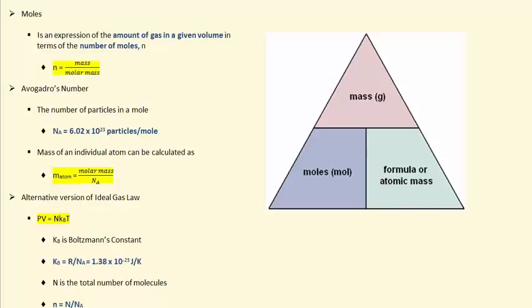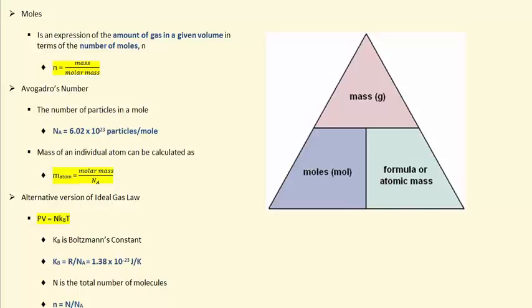If we want to know how many particles are in a mole, we can use Avogadro's number, which is a constant equal to 6.02 times 10 to the 23rd particles per mole. And by using Avogadro's number, the mass of an individual atom can be calculated by taking the molar mass divided by Avogadro's number, which will give us the mass of our atom.